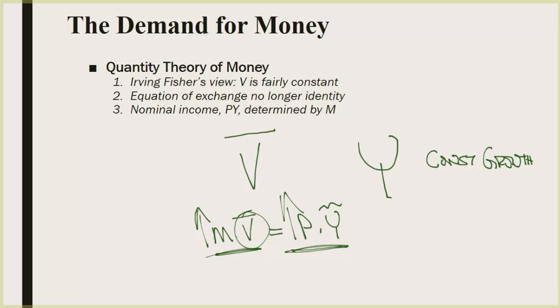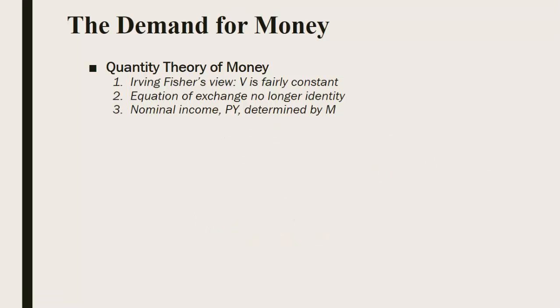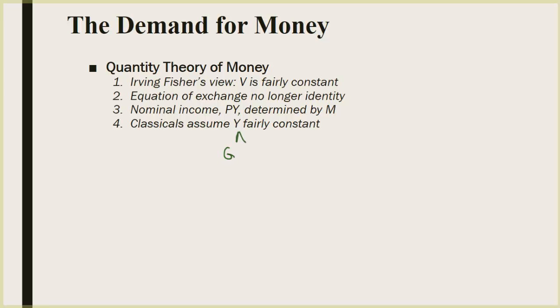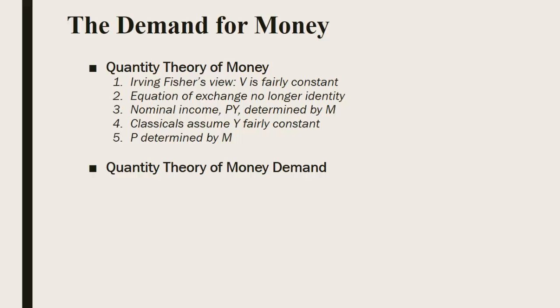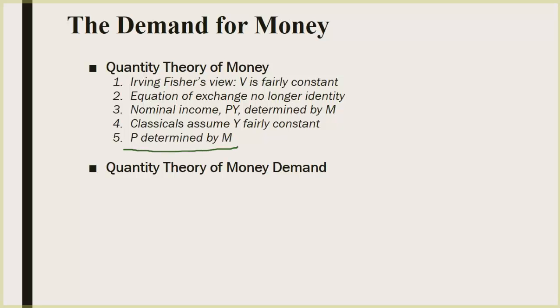And if we add in this extra assumption that Y grows at a constant rate, we can say there's a direct relationship here between M and the price level. Like they said, the classicals assume that Y was fairly constant. This isn't quite right, but that Y's growth is fairly constant. So essentially, we can get at this last point: price is determined by money growth, or the total money stock.